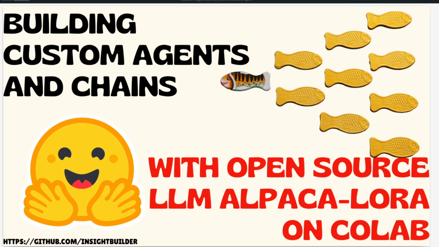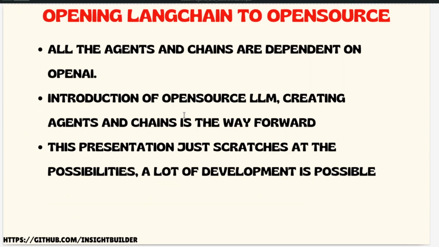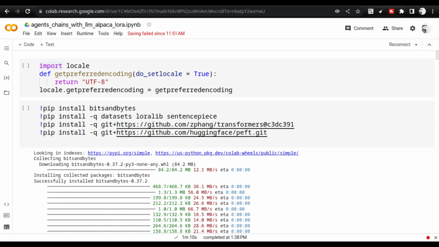Building custom agents and chains with open source large language models like Alpaca-Lora on Google Colab. You might be wondering, why should we create agents and chains that depend on open source LLMs? First and foremost, the agents and chains that are created right now inside the Langchain library depend on OpenAI. So let me show that to you immediately so that you will understand.